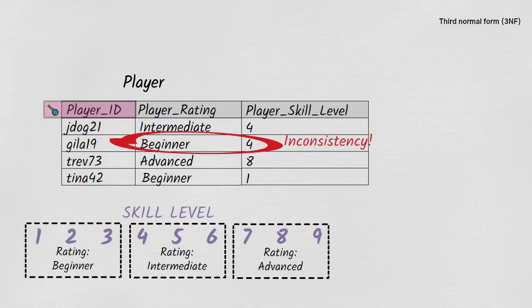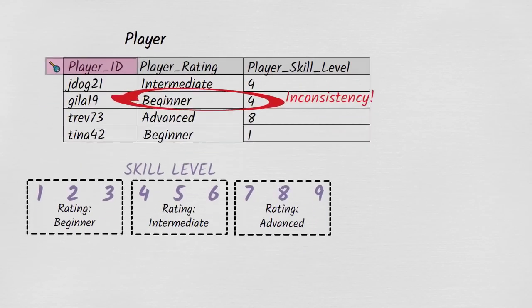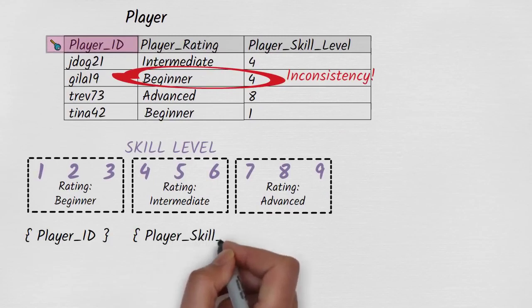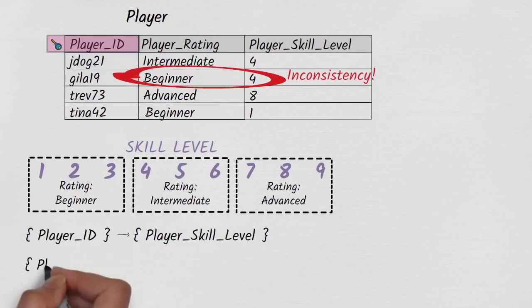Second normal form didn't flag up any problems. There's no attribute here that depends only partially on the primary key. As a matter of fact, the primary key doesn't have any parts. It's just a single attribute. And both player rating and player skill level are dependent on it. But in what way are they dependent on it? Let's look more closely. Player skill level is dependent on player ID.